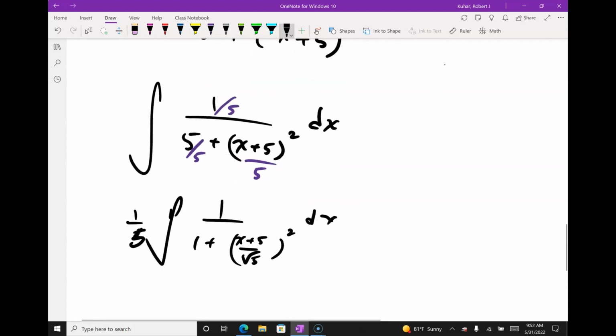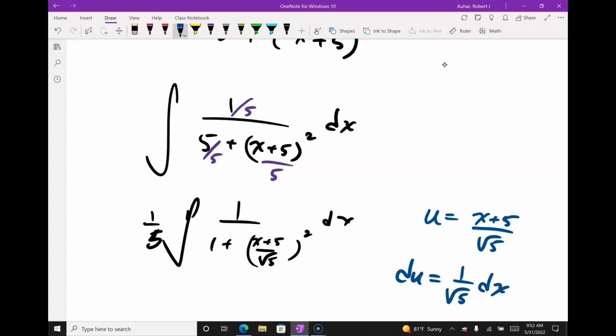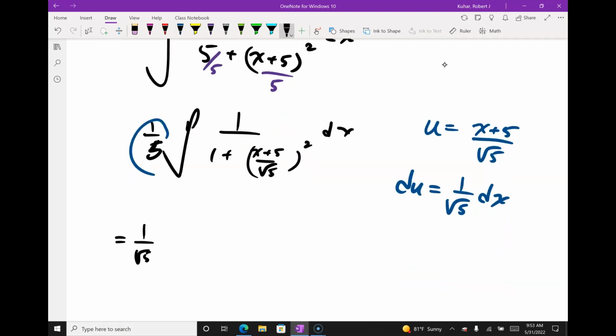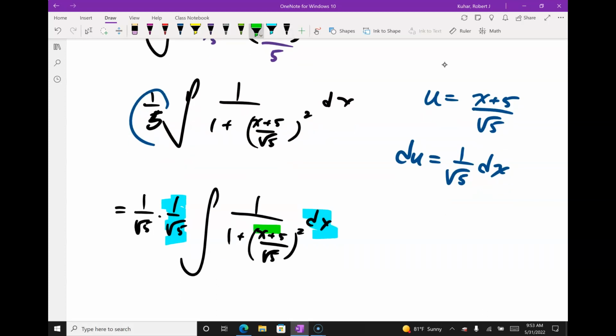Make sure you're with me here. Okay? So now I have a u sub, right? And u is (x plus 5) over rad 5, and du is 1 over rad 5 dx. And I see that I have a 1 over rad 5 here. So this piece in blue is my du. Oops, forgot my square. Right? And that highlight in green is u.